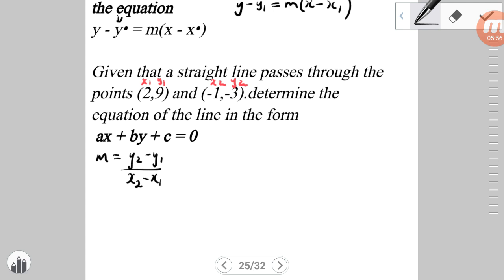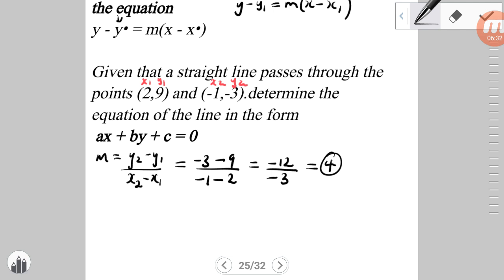All right, so here we have the fact that y2 is minus 3, and we're going to take away y1, which is 9, over x2 here, which is minus 1, take away x1, which is 2. So math this out, we end up with minus 12 divided by minus 3, and so negative divided by negative is a positive, and 12 divided by 3 is 4. All right, so we end up with a gradient here of 4. Pretty easy. All right, nicely done.